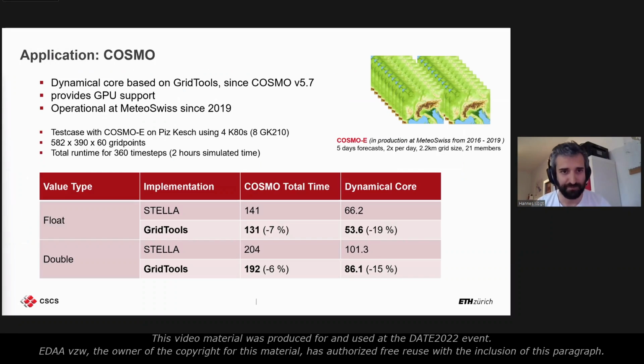And it's actually used. It's used in the COSMO weather and climate model. Actually, it's used for implementing the performance critical part of that model, the dynamical core. And the dynamical core based on GridTools is officially part of the COSMO release since version 5.7. And it's the only way to get GPU support with this model. And this model with this version is operational at MeteoSwiss since 2019. I will not go into details of these performance numbers, but with this GridTools based version, we are actually faster than with the previous standard version, which was nice.